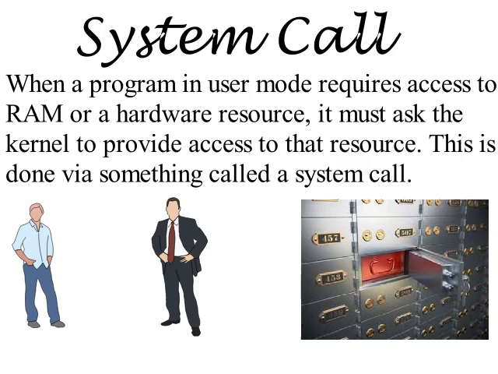The same thing, when a program in user mode requests access to the RAM or hardware. The program is the man, accessing the RAM or hardware. This is the locker room. It must ask the kernel, this is the bank manager, to provide access to that resource. The manager provided access to the person to access the locker. This is done via something called a system call. That request being fulfilled is called a system call.